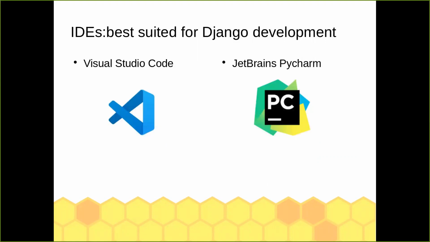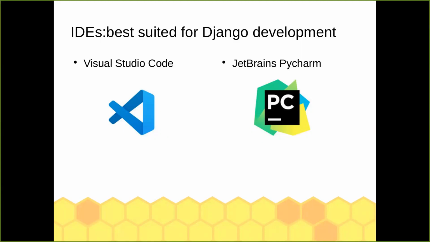IDEs best suited for Django development. These are the most common and popular IDEs used by Django developers. Visual Studio Code. It is a source code editor developed by Microsoft for Windows, Linux, and macOS. It includes support for debugging, embedded Git control, and GitHub, syntax highlighting, intelligent code completion, snippets, and code refactoring.